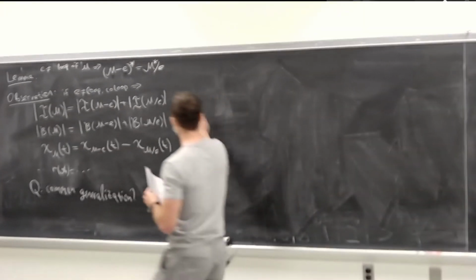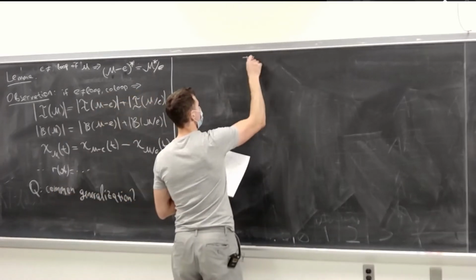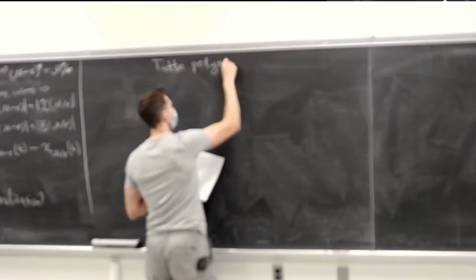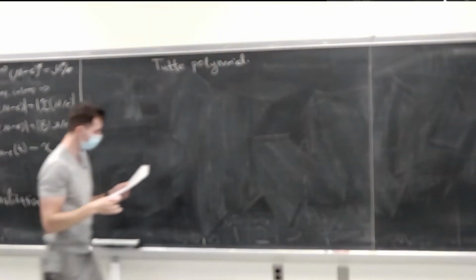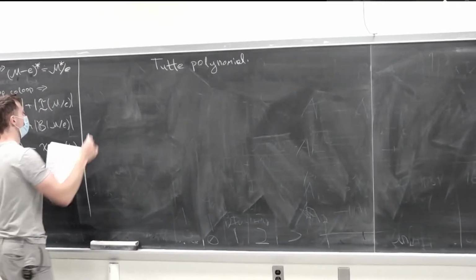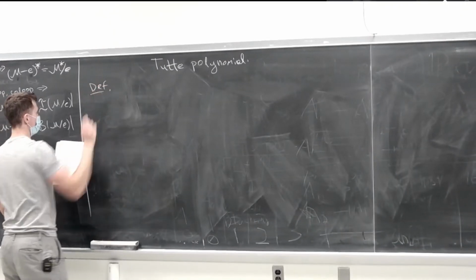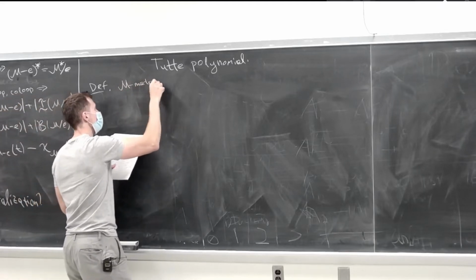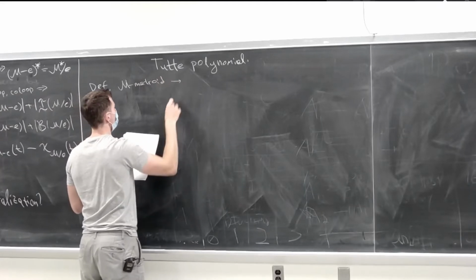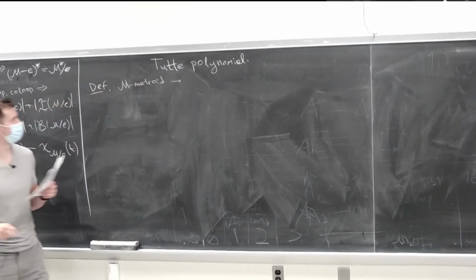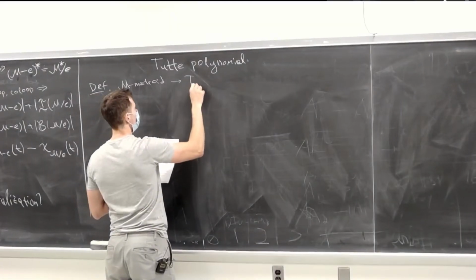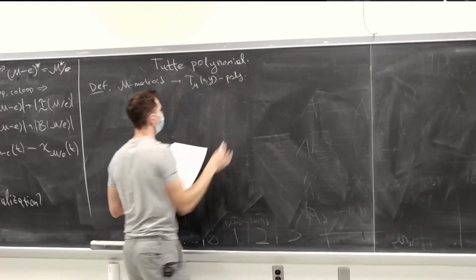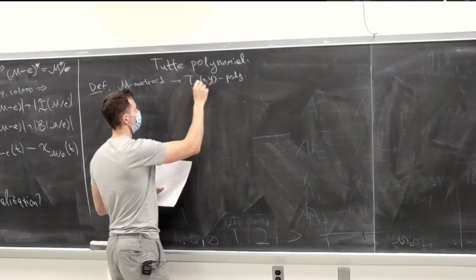That generalization is called the Tutte Polynomial. Okay, so here's the definition. Let's say you have a matroid. And then what I'm going to do is I'm going to associate to it a two-variable polynomial, P sub m of x and y. Just a two-variable polynomial, that's called the Tutte polynomial.